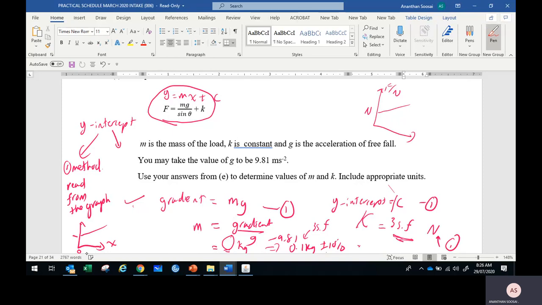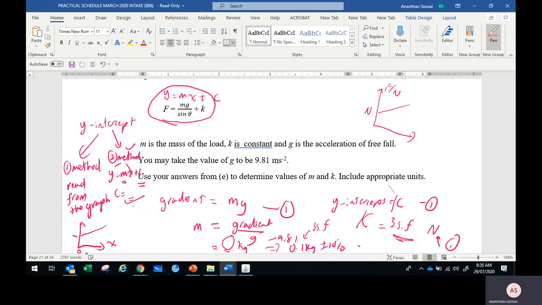The second method, you substitute one coordinate. You know y equals mx plus c. You want to find the c. Get one coordinate, x and y, and substitute. The gradient you already know, you already calculated it. So you can find your c from here. I think method two is the best method compared to the first method. Use method two always.